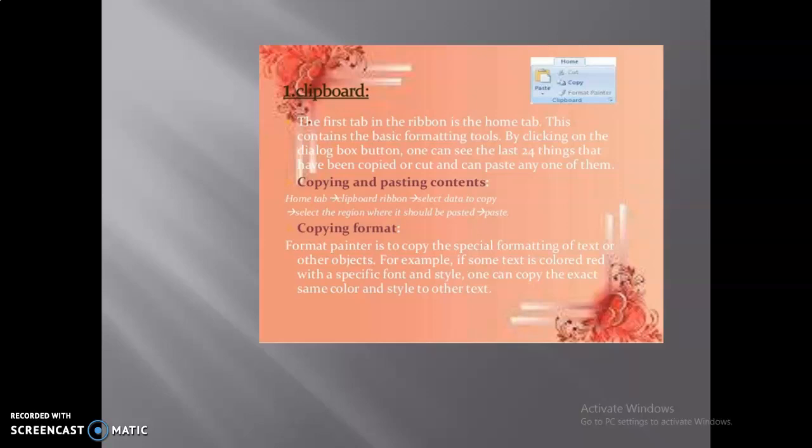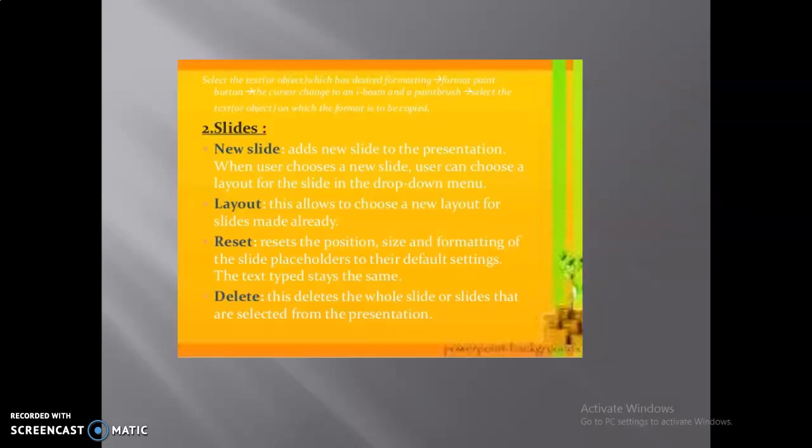Format Painter is used to copy the special formatting of text or other objects. For example, if some text is colored red or blue with a specific font and style, one can copy the exact same color and style to other text. Then Slides, New Slide, adds a new slide to the presentation. When the user chooses a new slide, the user can choose a layout for the slide in the drop-down menu.